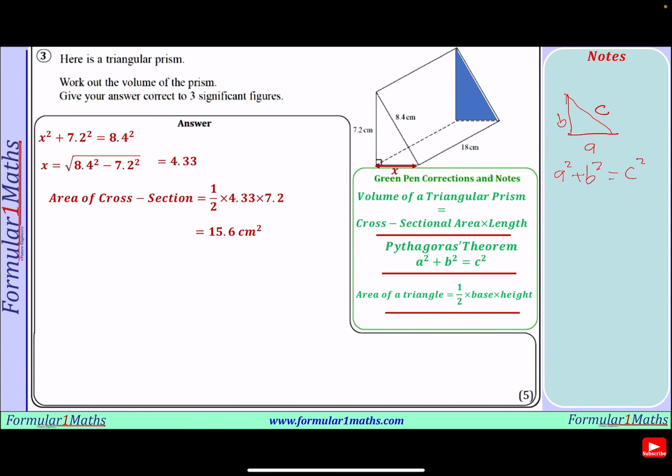So now that we've got the area of the cross-section, we go and multiply it by the length, according to this formula here, to get the volume of the prism. So let's go and do that. We get that, and then evaluate to get 280 centimeters cubed. Be careful to state your units.